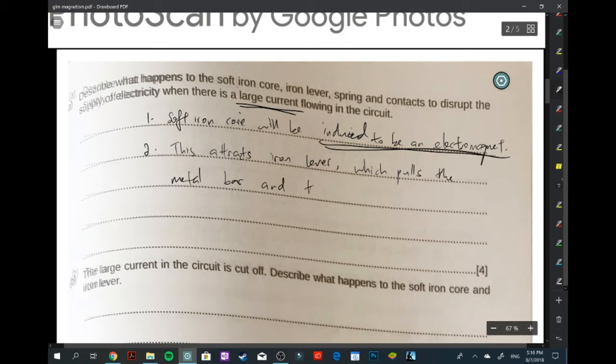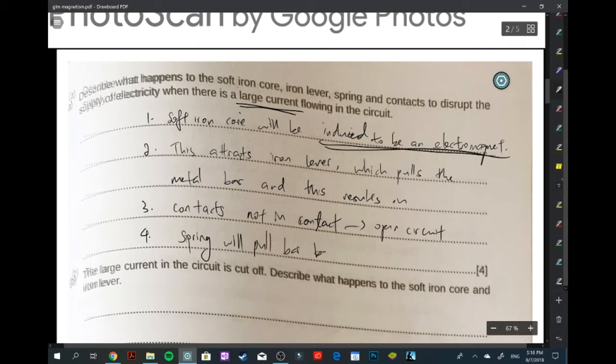and this results in number 3, contacts not in contact anymore, right? And this actually creates an open circuit. Then number 4, spring actually, and that is why the circuit breaker has to be reset.